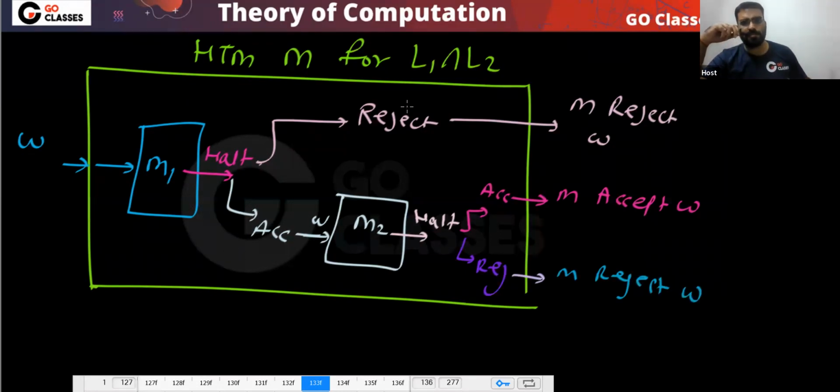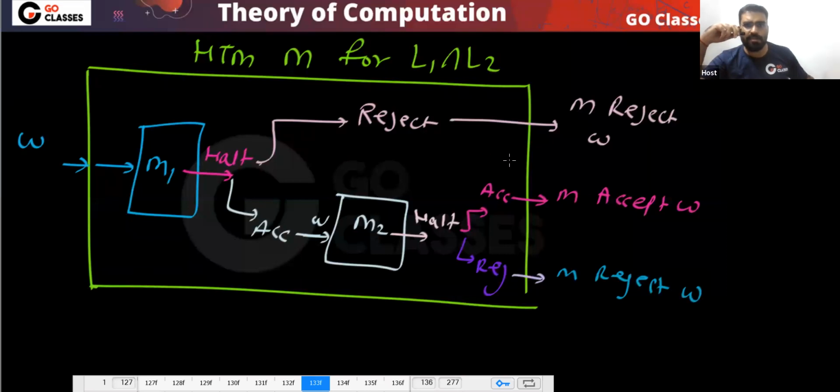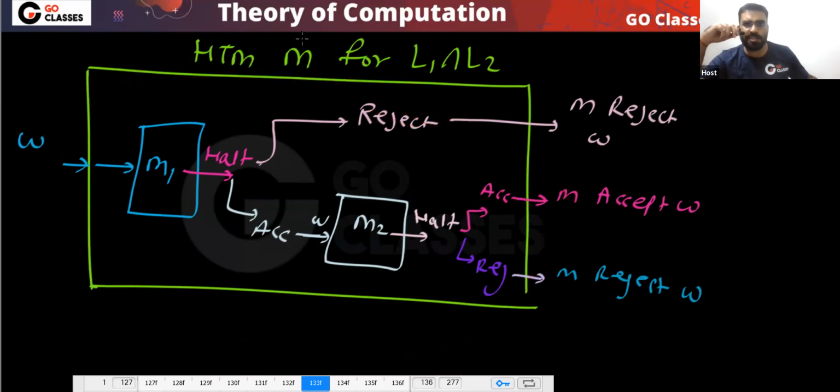Is this clear? So did we create a halting Turing machine? Can I guarantee this Turing machine will always halt? Look at this Turing machine. Will it always halt? Yes, this Turing machine will always halt.